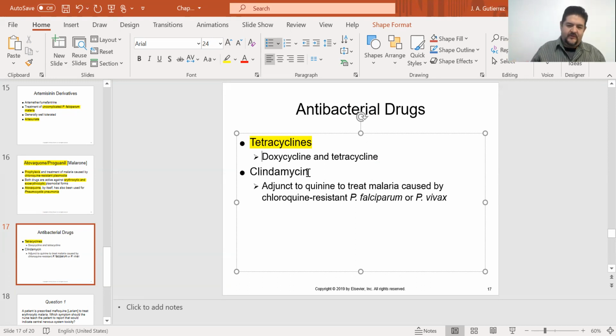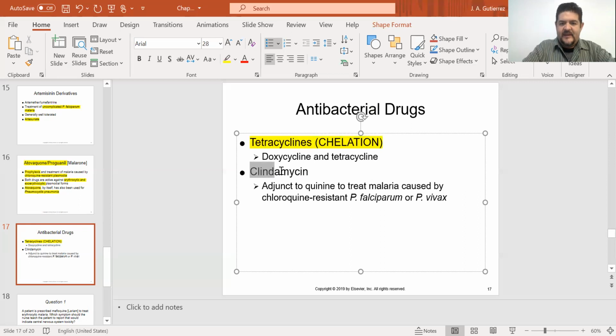The attachment or the attraction of tetracyclines with calcium is called chelation. Just in case they use that word in your test. Chelation. That's the attraction of tetracyclines with calcium. And same thing regarding drug interactions. Tetracyclines are not advised to be mixed with other drugs that have minerals in them, like aluminum, magnesium. We mentioned this in the chapter of antacids.